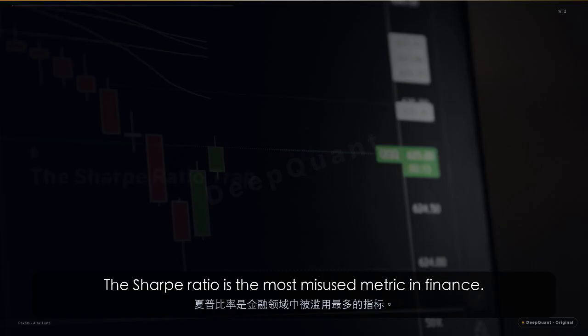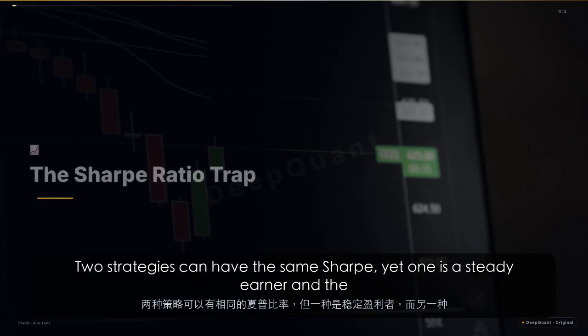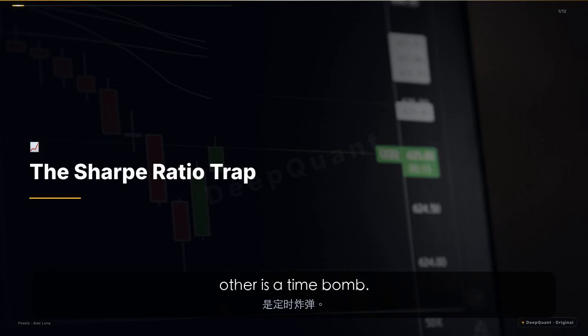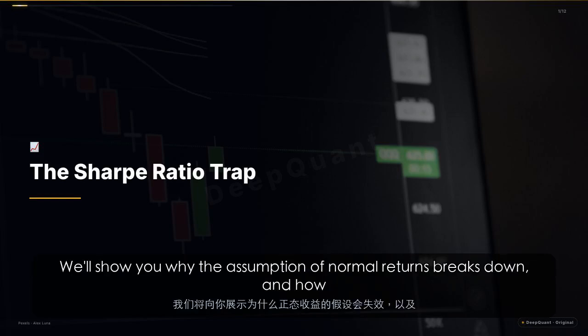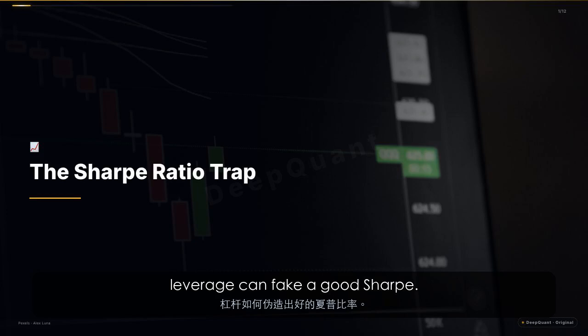The Sharpe ratio is the most misused metric in finance. Two strategies can have the same Sharpe, yet one is a steady earner and the other is a time bomb. We'll show you why the assumption of normal returns breaks down, and how leverage can fake a good Sharpe.